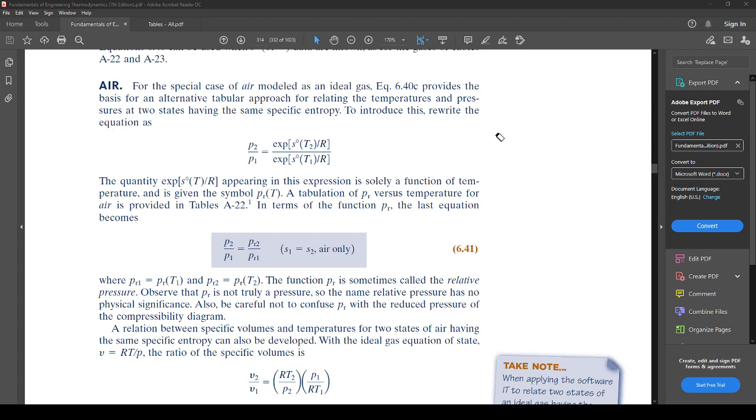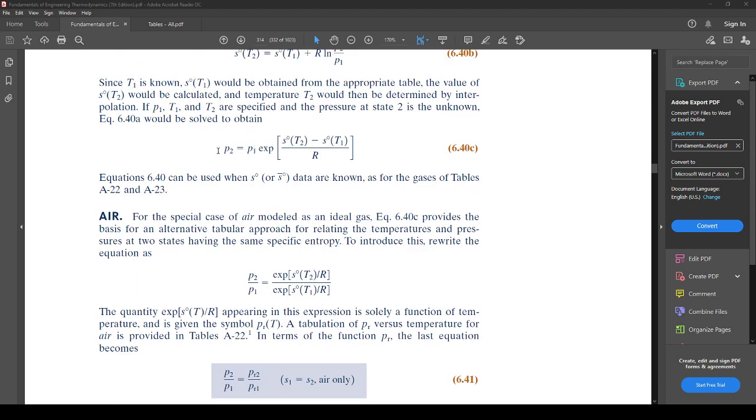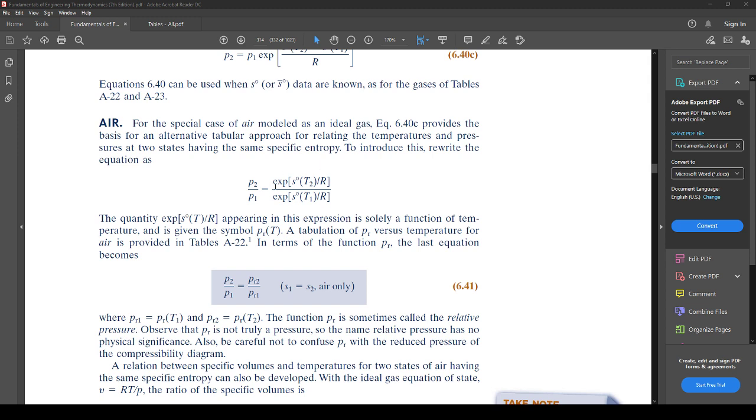It says for the special case of air modeled as an ideal gas, equation 6.40c provides the basis for an alternative tabular approach for relating temperatures and pressures at two states having the same specific entropy. To introduce this, rewrite the equation. P2 over P1 is equal to exponential. So they just did this right here. P2 over P1 is equal to this, exponential (s2° minus s1°) over R. And since they are subtracted, you can divide them by exponential rules, right? Algebra. So you can divide them, and that's how you get this.